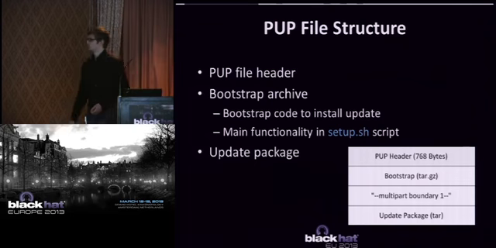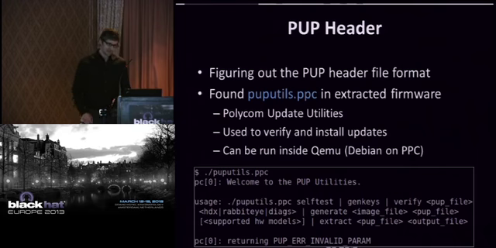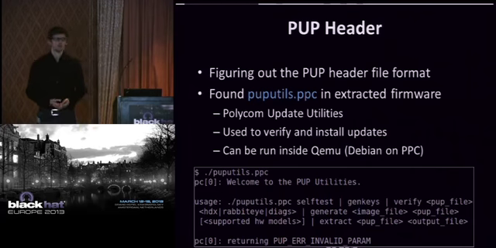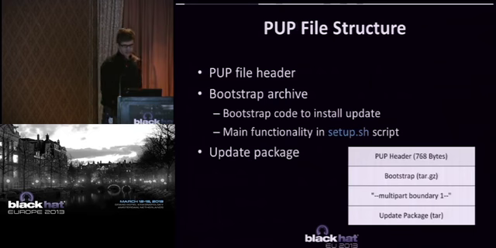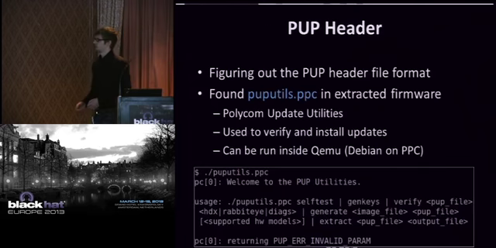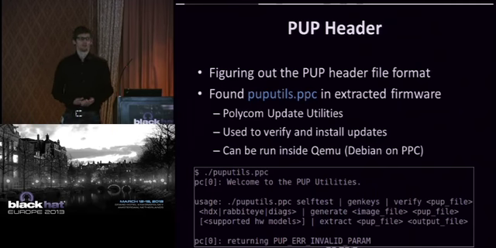So in the next step, we wanted to find out the exact format of the pub header. What you typically do is you try to guess certain fields, and you try to compare different versions of a firmware update file in order to find out the complete structure. However, in this case, it was much easier because, as I said, there's this update package. So we were looking around trying to find interesting files, and we found a file called pubutils ppc, which is a PowerPC binary. And this binary is called the Polycom update utilities.